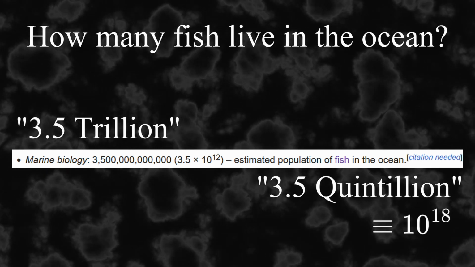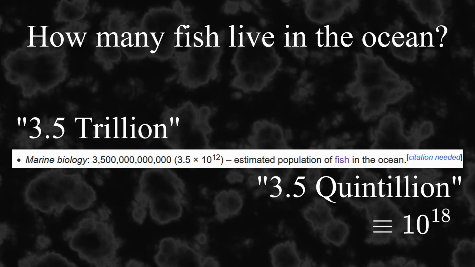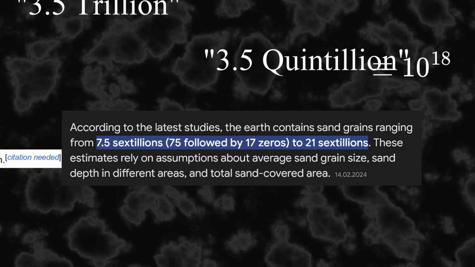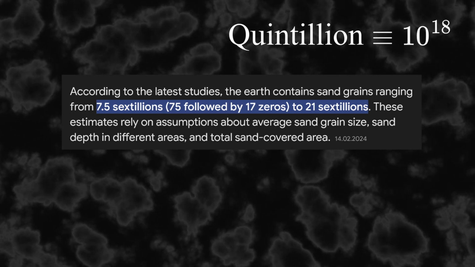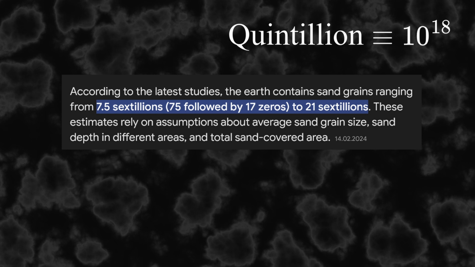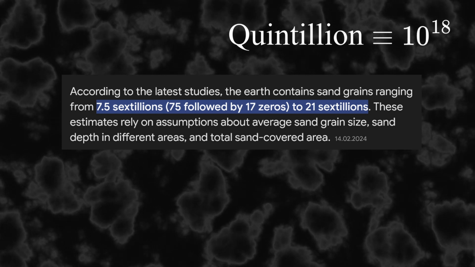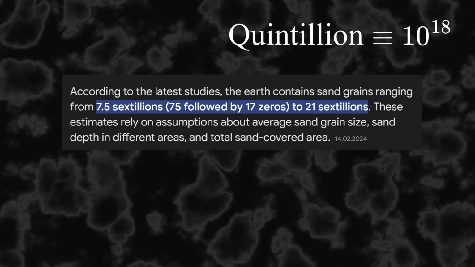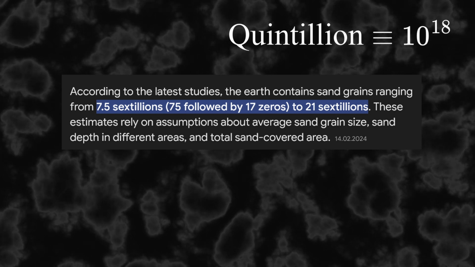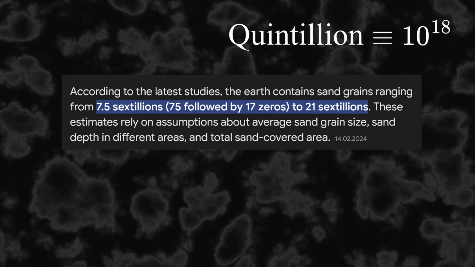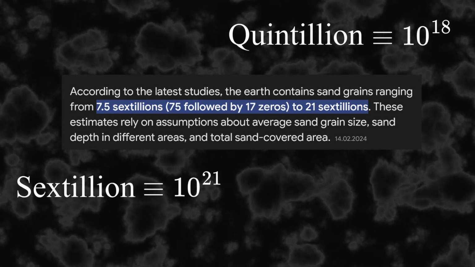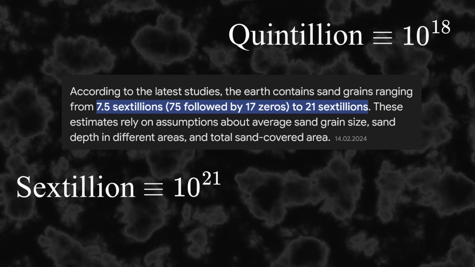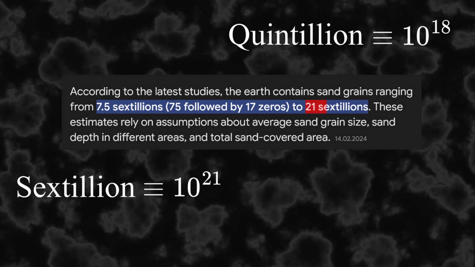Wait a minute. 10 to the power of 18 is a quintillion, but it says right here in the little blurb 7.5 sextillion, 75 followed by 17 zeros. That's two different numbers. I didn't notice at first because who even cares about the names of numbers above a trillion? But that's just blatantly wrong. A sextillion is 10 to the power of 21, a number that is coincidentally also appearing right here. But let's not jump to conclusions.